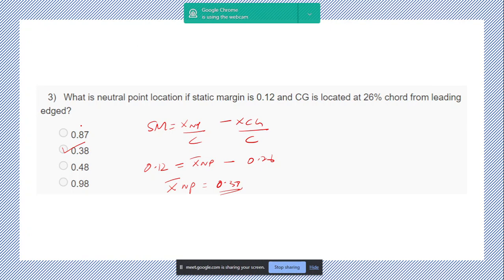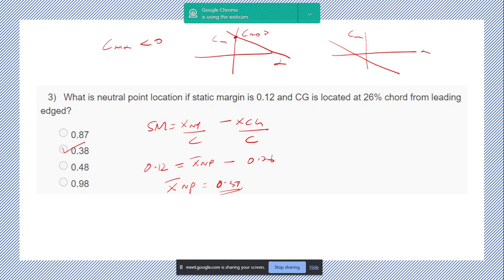Again, there was confusion in the forum regarding longitudinal stability. I repeat again, the only condition for longitudinal stability is that Cm alpha should be less than 0. So your Cm versus alpha graph has to look like this for stability. It can also look like this. What is the difference between these two cases? It is the y-intercept. Here Cm naught is positive, here Cm naught is negative.